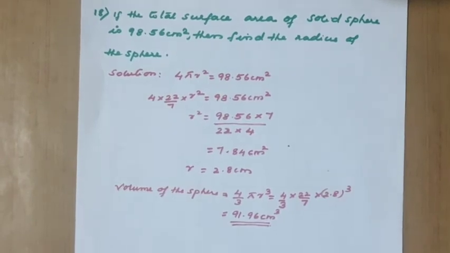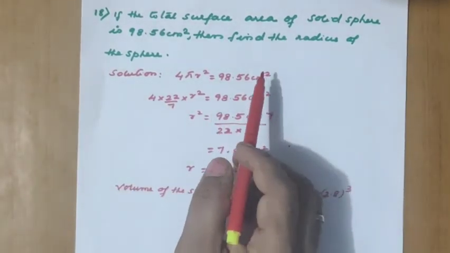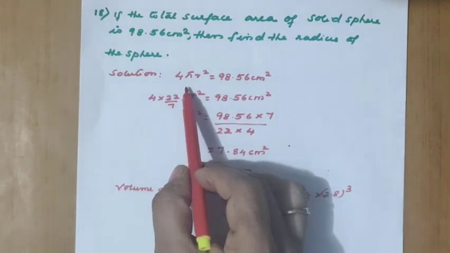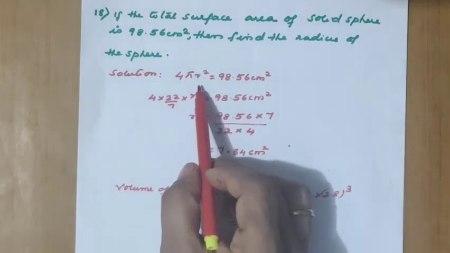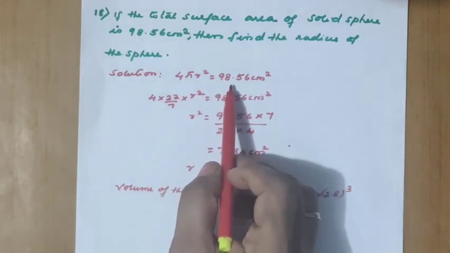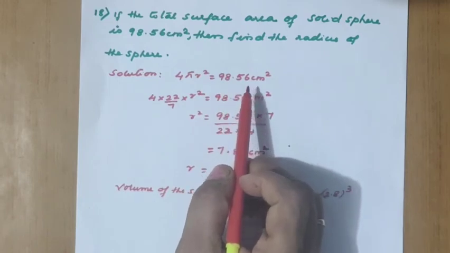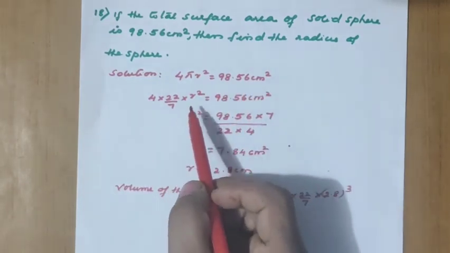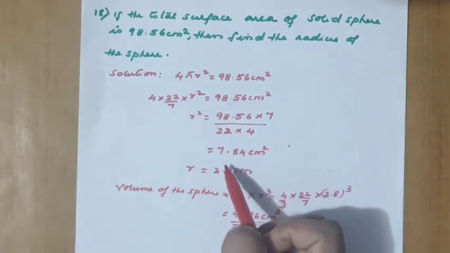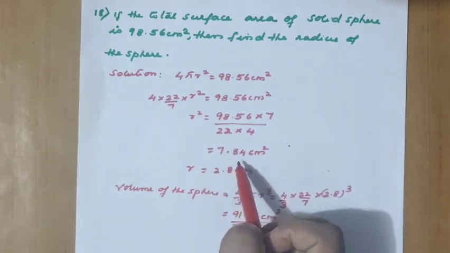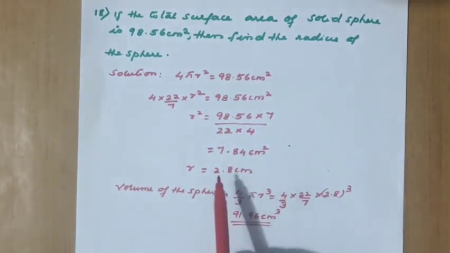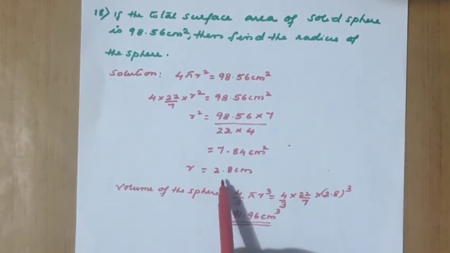18th question. If the total surface area of the solid sphere is 98.56 centimeter square, find the radius of the sphere. Total surface area of the solid sphere means, so what is the formula? 4 pi r square. That is given in the question. What is the value? It is equal to 98.56 centimeter square. So just substitute and we can solve for r square. So r square equal to 7.84 centimeter square. Then we can calculate r equal to 2.8 centimeters only.